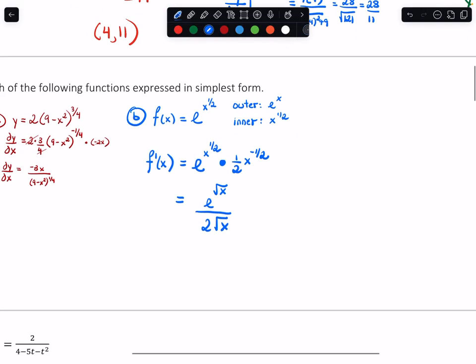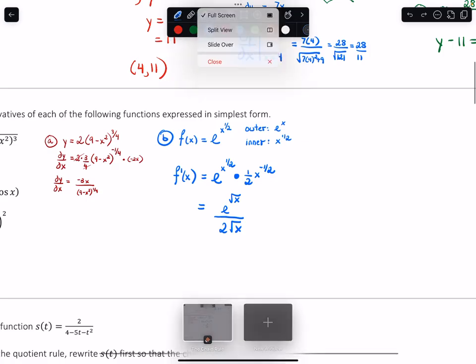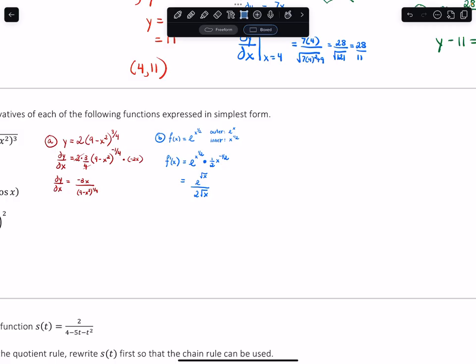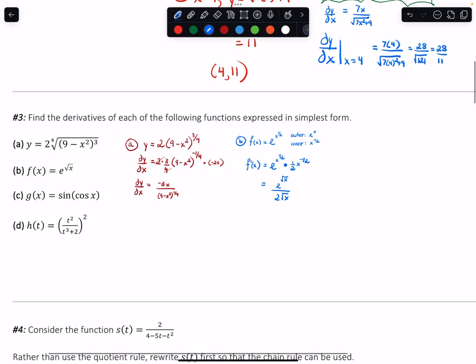And I've simplified already. Again, it's not like I'm doing a lot of work here to get the derivative. But I think conceptually, it is a bit demanding at first, but like anything else, if you practice it, it will get easy.